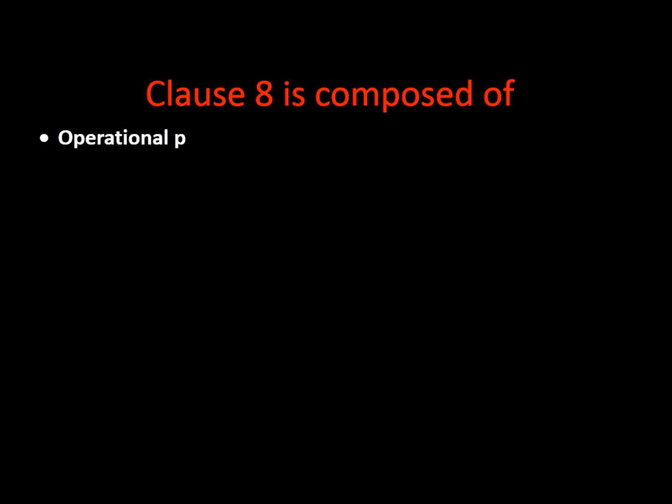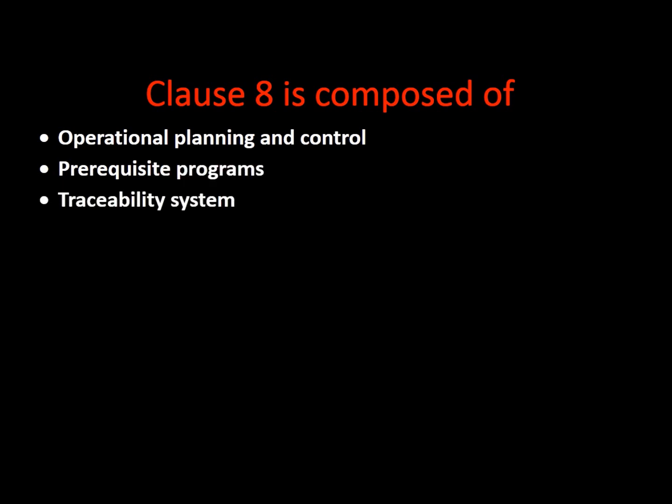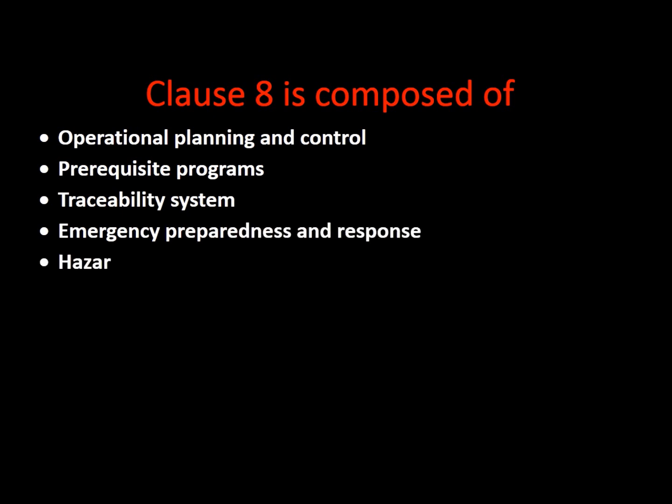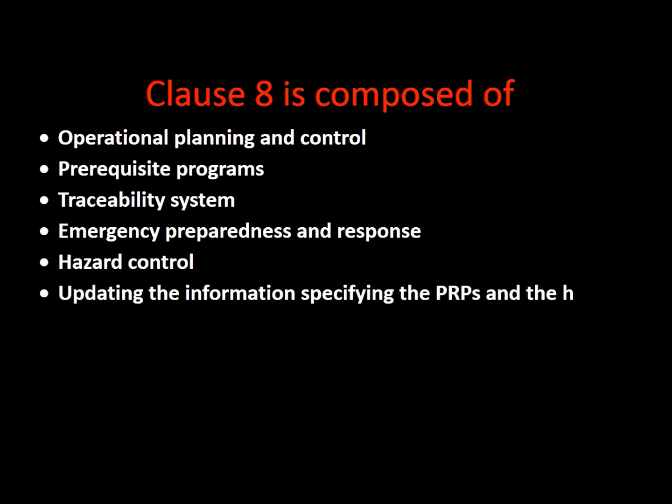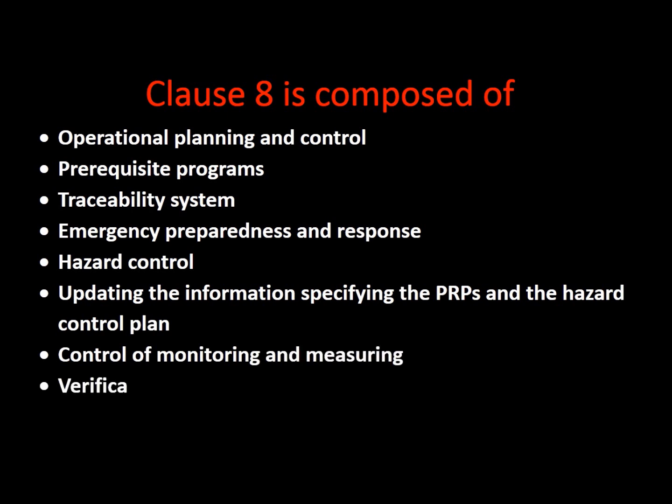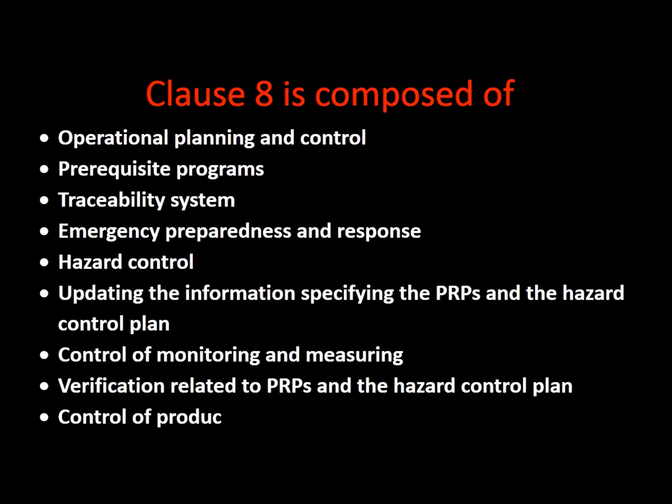Clause 8 is composed of operational planning and control, prerequisite programs, traceability system, emergency preparedness and response, hazard control, updating the information specifying the PRPs and the hazard control plan, control of monitoring and measuring, verification related to PRPs and the hazard control plan, and control of product and process nonconformities. Let's get to know each clause one by one.